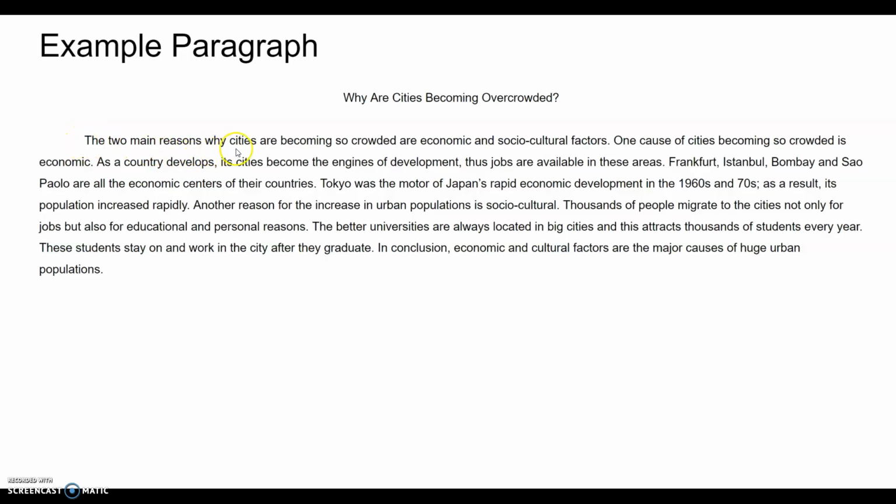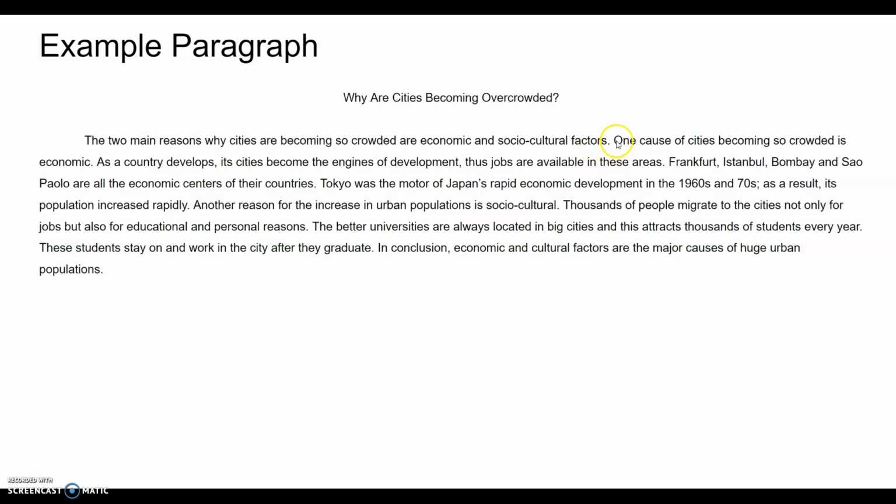The two main reasons why cities are becoming so crowded are economic and socio-cultural factors. So we have the topic, the reasons why cities are becoming overcrowded, and then the two controlling ideas, or the two main points of support that this writer is going to be discussing in the paragraph: economic and socio-cultural factors.